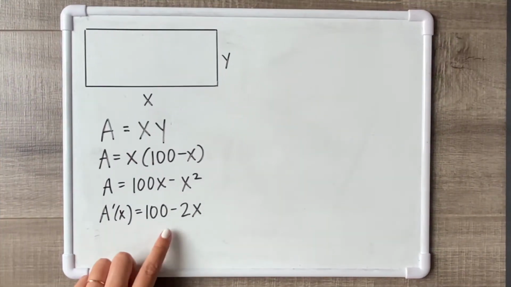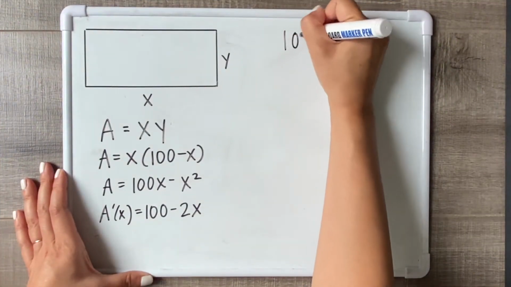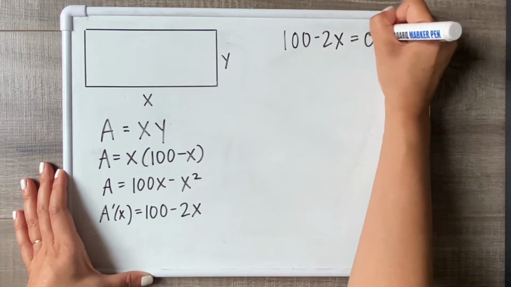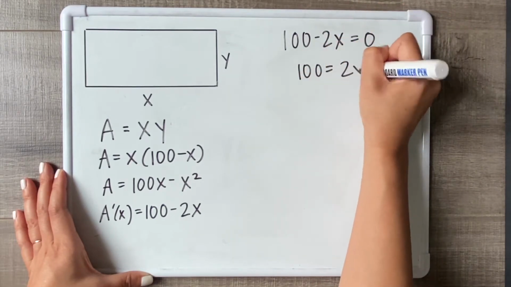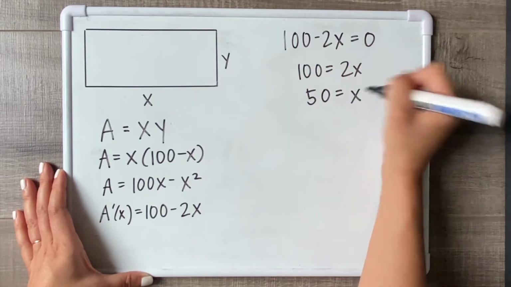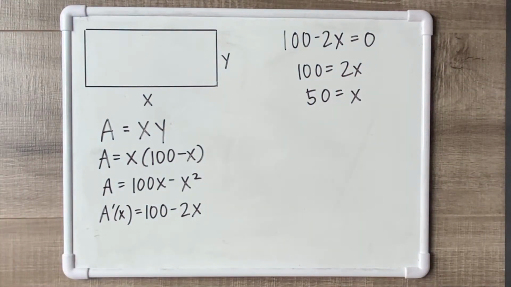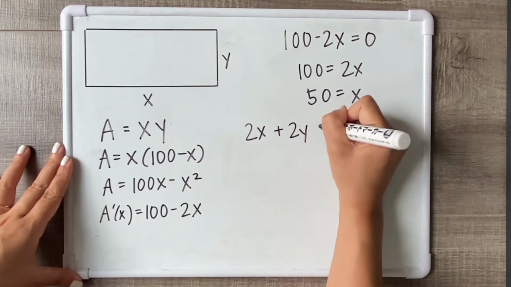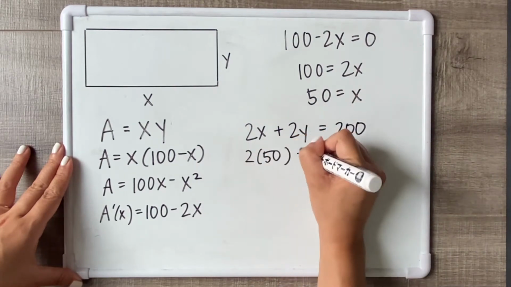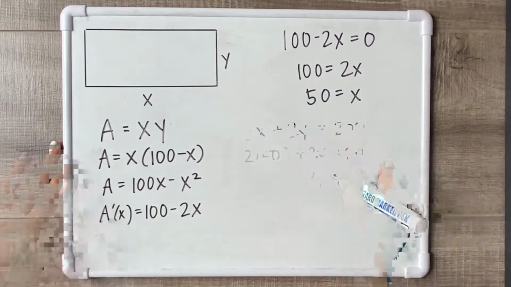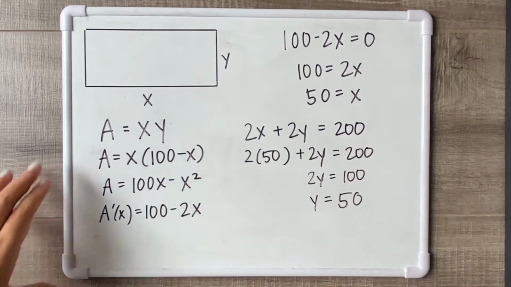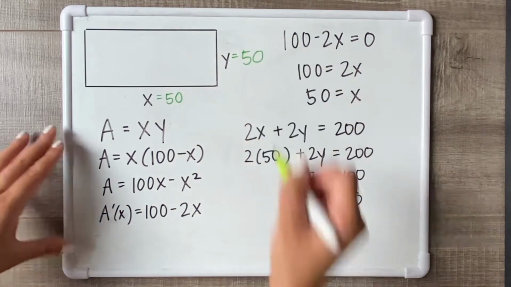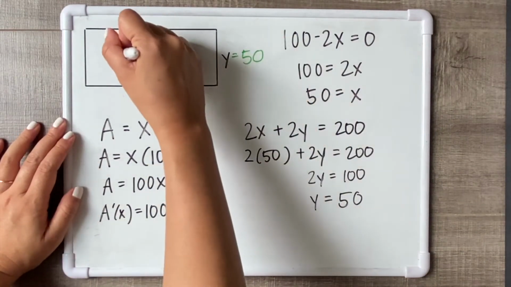So I'm going to use this equation, solve for 0, and I get x equals 50. And sometimes you might get a negative number or a 0 when you solve for critical numbers, so you have to check your problem to see if that would make sense in the context. So if x is 50, I plug that back in and I get y equals 50. So x equals 50 and y equals 50, and my area would be 2,500 square feet.